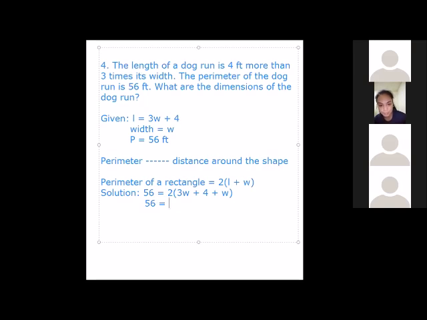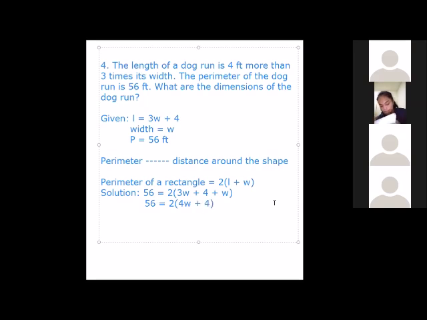Actually, you can do that, but there is also a shorter way. If you consider what we have inside the parentheses, 3W plus 4 plus W, have you noticed something about the terms? Combine like terms. Yes, that's correct. So we can combine like terms, which are 3W and W, which is equal to 4W. Yes, 4W plus 4.